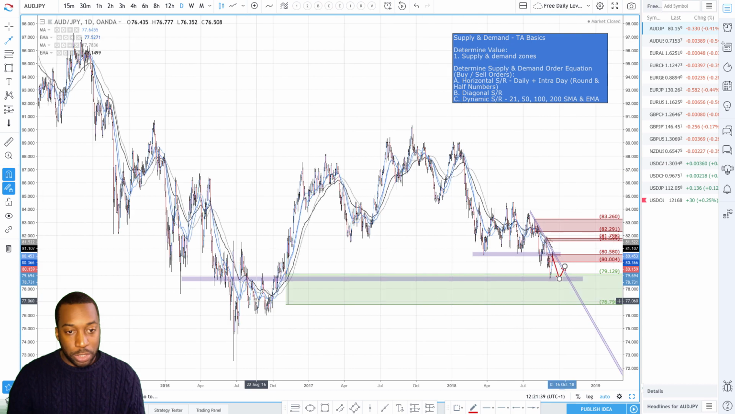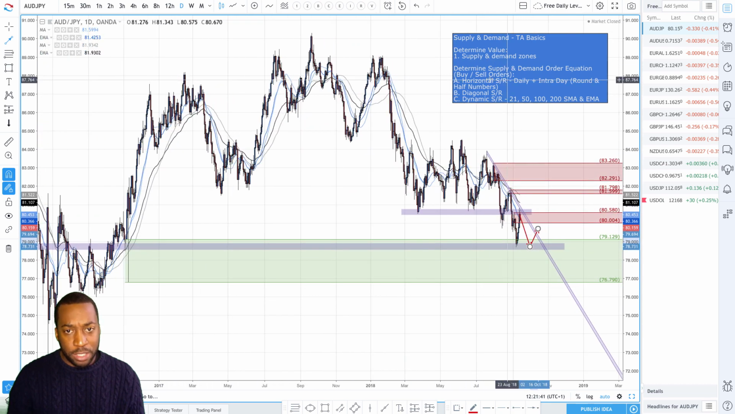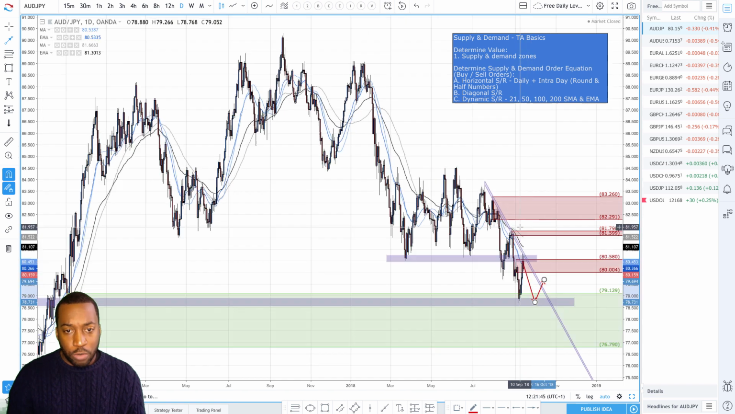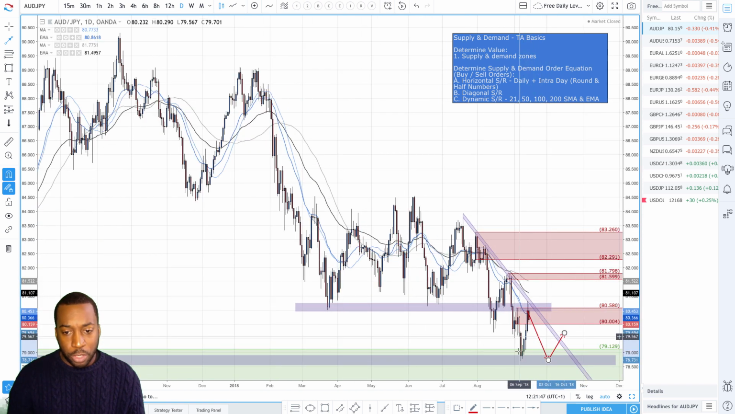And again, I don't think we have any type of dynamic or diagonal support and resistance. It's confluence here, but I think the horizontal should be enough. If you think that fundamentally the Australian dollar is going to get stronger against the Japanese yen, or if the yen is going to get stronger due to probably some sort of risk sentiment, then this isn't the place to buy.